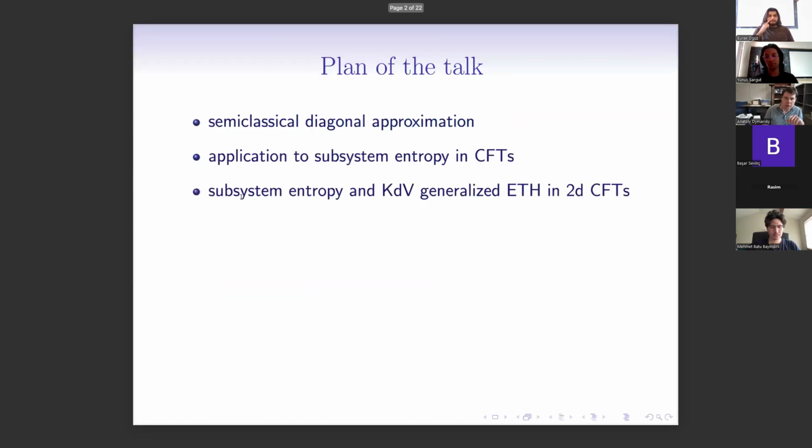So let me start with the plan of my talk. I will go slowly and first explain the idea of the semi-classical diagonal approximation. You will see clearly why I call it the diagonal approximation. Then I will apply it to calculate subsystem entropy in two-dimensional CFTs and higher-dimensional CFTs. And then we will revisit two-dimensional CFTs. I will explain that in two dimensions, any conformal field theory has an integrable sector. It has an infinite number of conserved quantities, conserved charges.